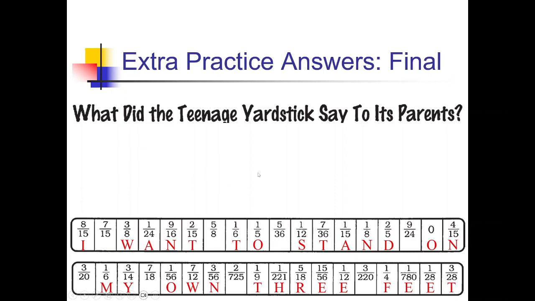So now we can go ahead and solve this riddle. What did the teenage yardstick say to its parents? And it's all written out here with the spaces already included, so we don't have to interpret or anything. The teenage yardstick said, I want to stand on my own 3 feet. Oh, okay. He's being all rebellious and whatnot.